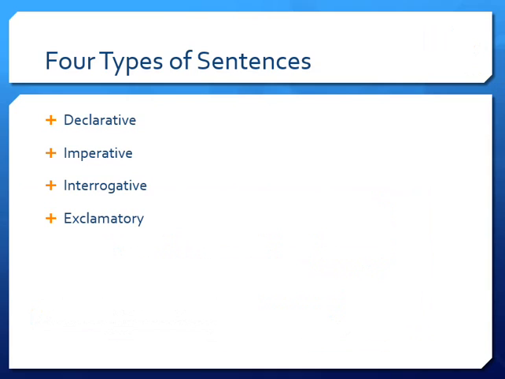There are 4 kinds of sentences, and students will benefit from knowing how to distinguish these sentences apart because not all of these sentences serve the purpose of formal academic writing.